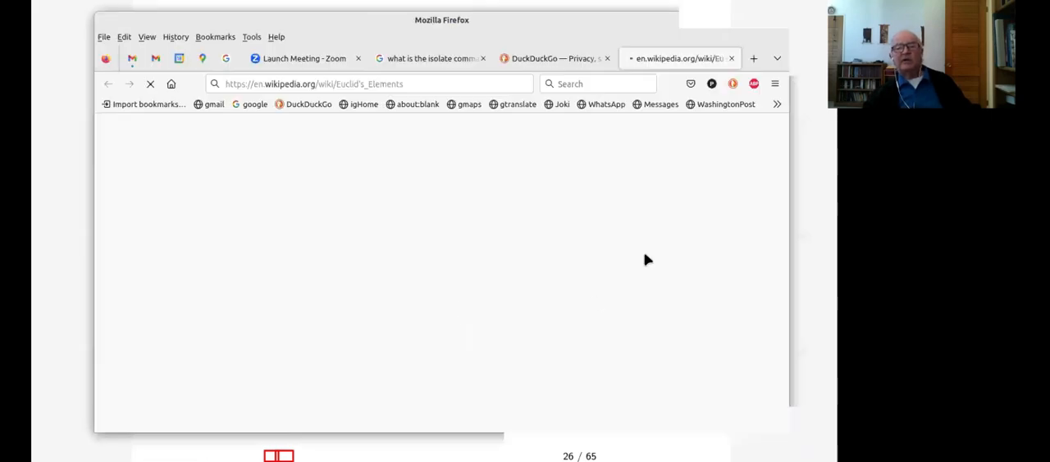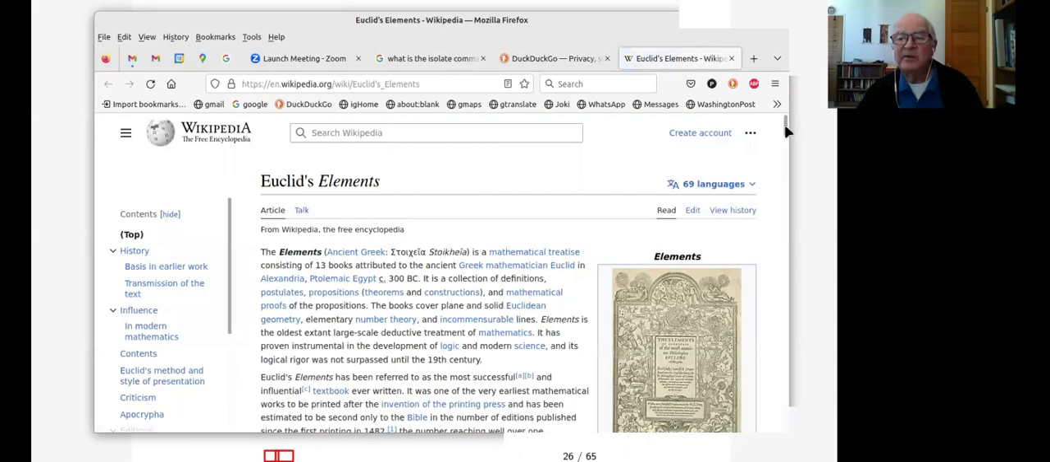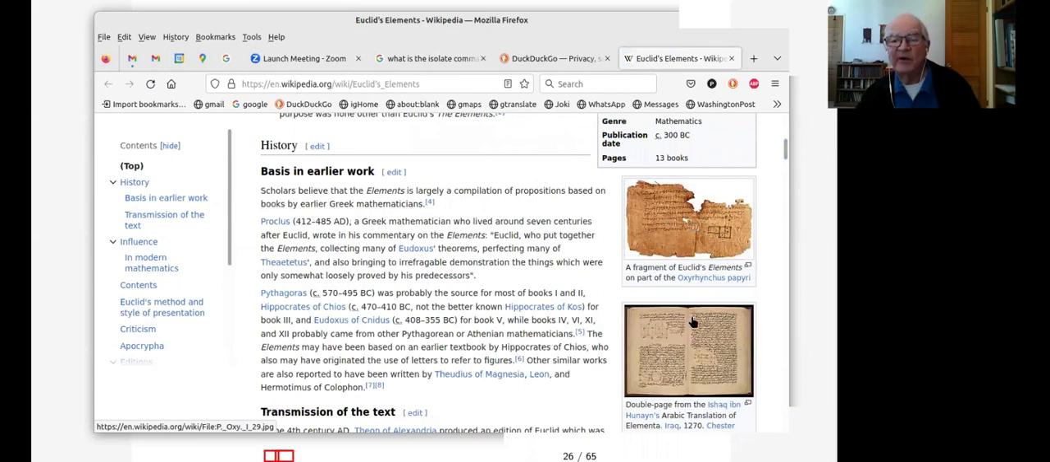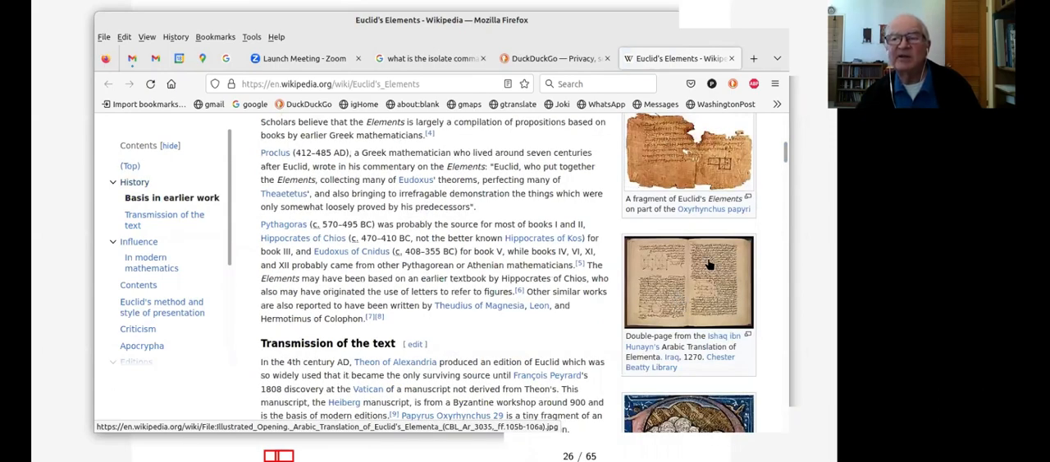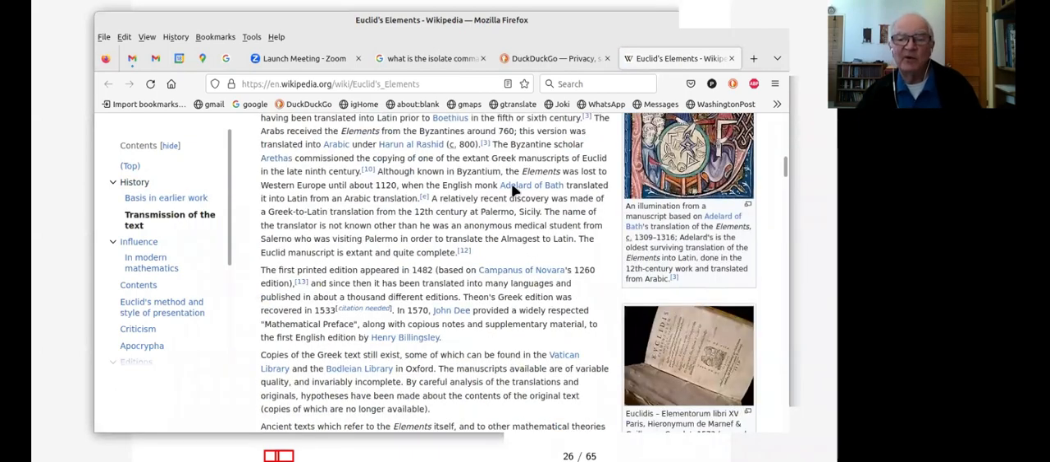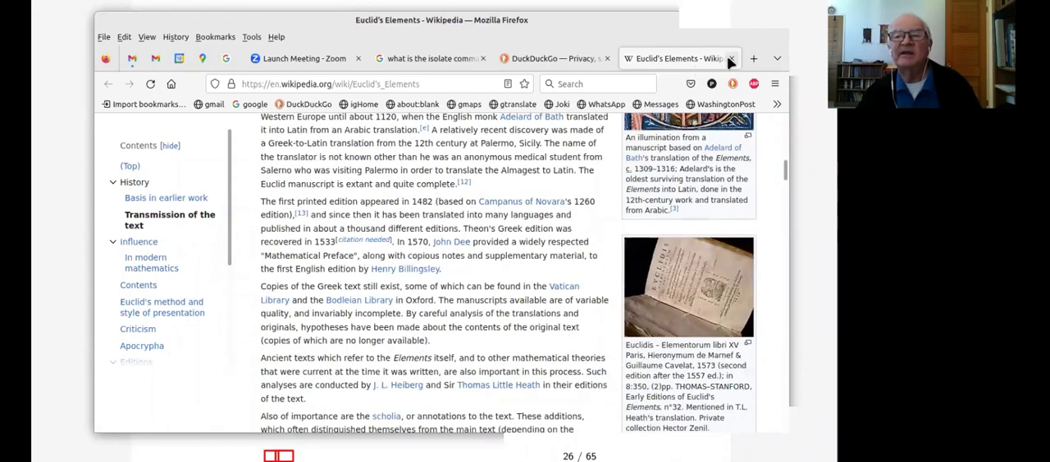I want to show this one from Wikipedia. There are some nice pictures of copies of manuscripts. So here is a beautiful copy of the first English version of Euclid's Elements, beautifully printed. And here is this fragment that we saw before, and here is a copy. So I just bring up this page and you can bring it up at your leisure and look at the pictures and read more about the Elements and its history.